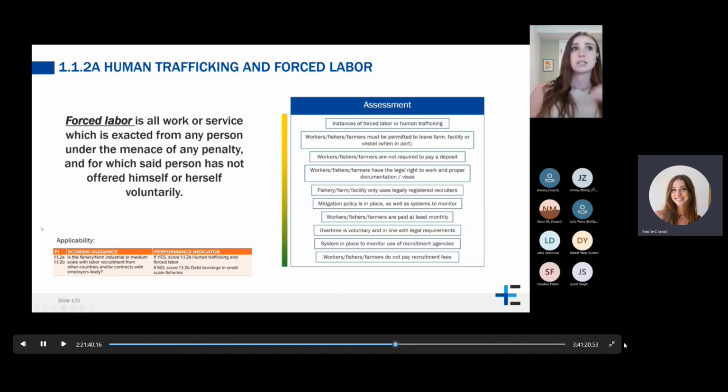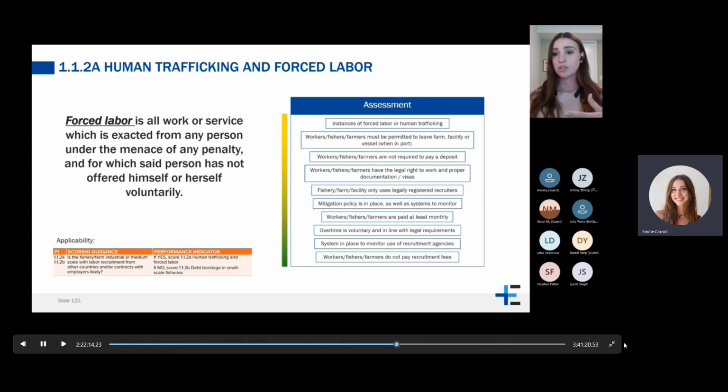So the first thing before going into these indicators or PISGs here, when it comes to the applicability, I think this is one that people get really confused on between 112A and 112B. So the question here is: is the farm or fishery industrial or medium in scale, with labor recruitment from other countries and/or contracts with employers likely? What this really is getting at is the employee-employer relationship, because human trafficking and forced labor, in the way that it's described in this indicator, is really between an employer and an employee.